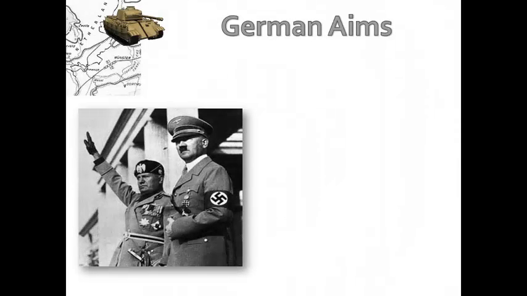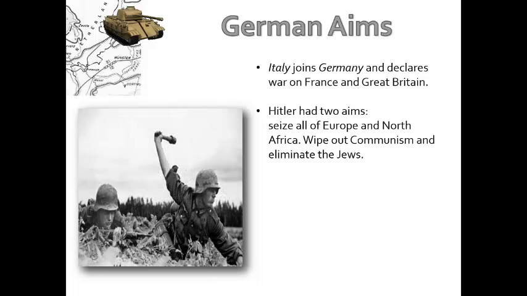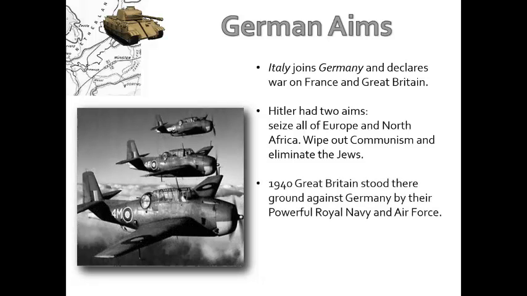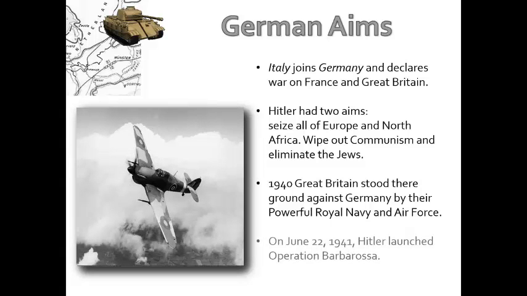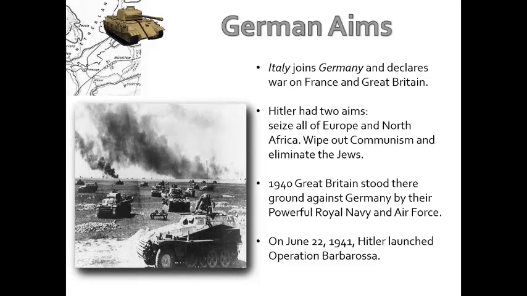Italy signed their pact with Nazi Germany on May 22, 1939. Italy joined Germany and declared war on France and Great Britain on June 10, 1940. Hitler had two aims. The first, to seize all of Europe and North Africa so he could dominate the Mediterranean, and the second to wipe out communism and eliminate the Jews. His ally, Benito Mussolini, had his own aims, domination of both the Mediterranean and the Balkans. Italy hoped to take advantage of German success to grab territory for itself.